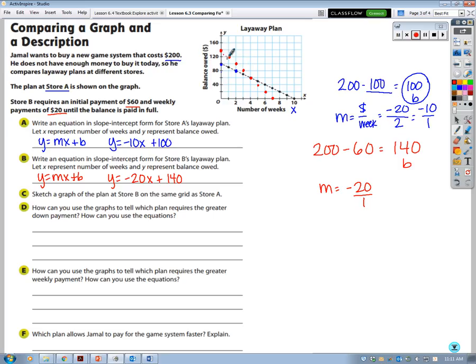And we're just going to connect it with dashes. We're not actually going to connect it with a solid line because he's not paying in between each week. He's paying at the end of each week, right? So the value in between doesn't mean much to us. So we're not going to connect those points.